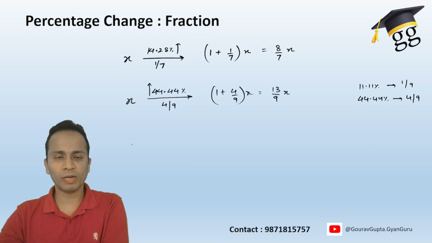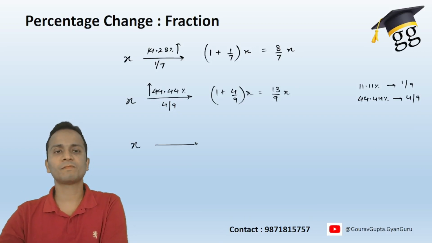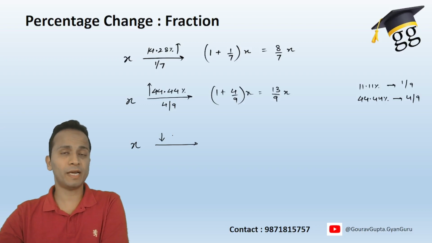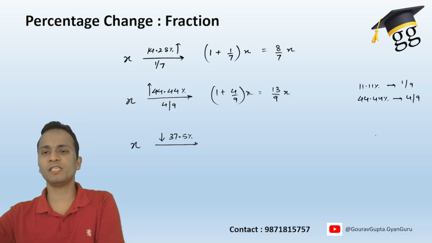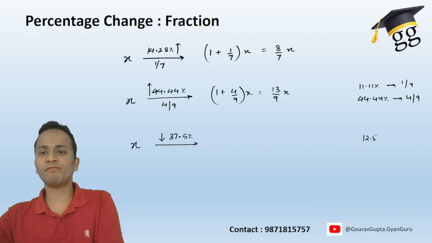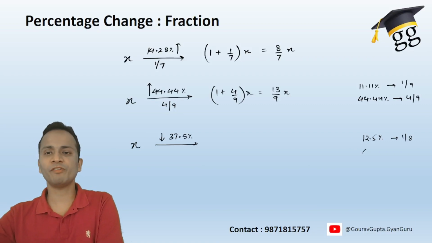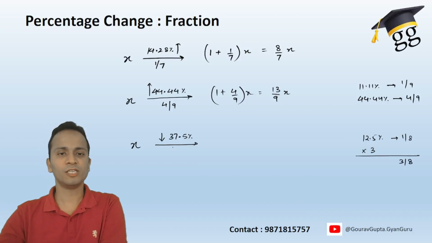All right, one more example. X when decreased by, x को अगर डिक्रीज करना है लेट्स से 37.5% से, so 37.5% क्या होता है? 12.5% is 1 by 8. So 37.5% is third multiple of this. So it will become 3 by 8. Alright. So 37.5% is 3 by 8.